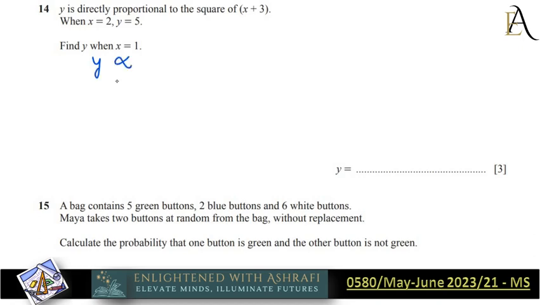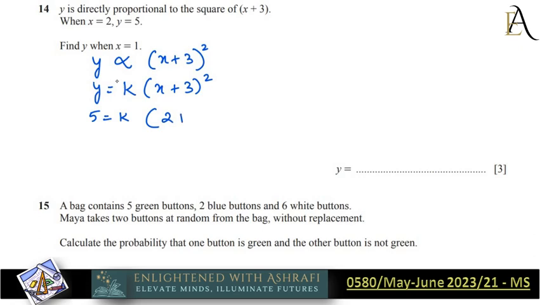Y is directly proportional to the square of x plus 3. So let's remove the proportionality sign. Now the value of x is equal to 2 and y is equal to 5. So 5 equals k times (2 plus 3) squared. 5 fives are 25, so we get the value of k as 1 upon 5. This is your step 1.